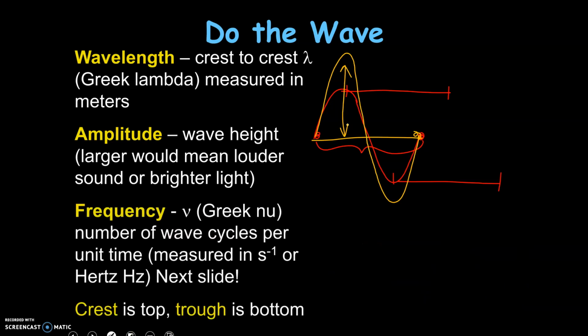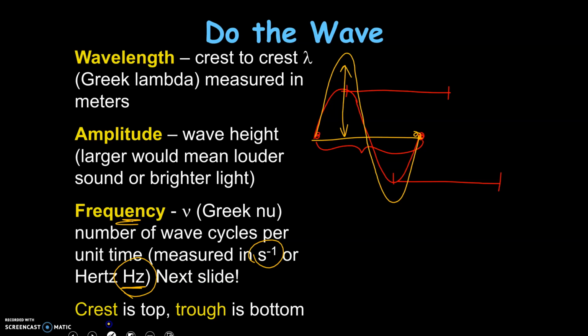And then last is frequency. So frequency, this looks like a letter V. It's actually the Greek letter nu. And it is the number of wave cycles per unit of time. So it's usually waves per second, which would be written like this, seconds to the -1, or it can also be measured in hertz. So if you've ever heard of, for example, AM, FM radio frequencies, 100.7 megahertz, that's the frequency of the waves that the radio station is broadcasting on.